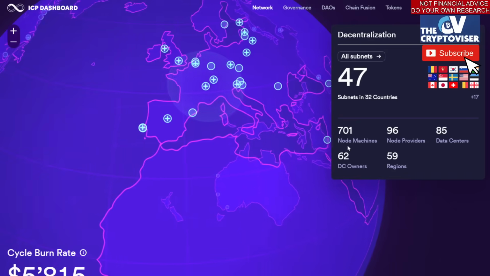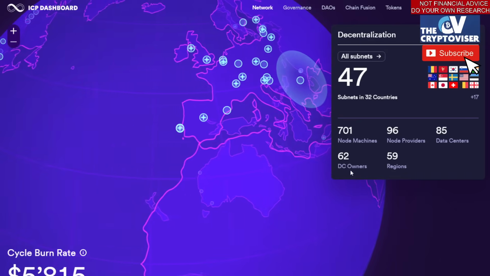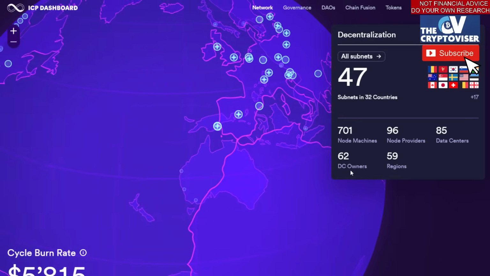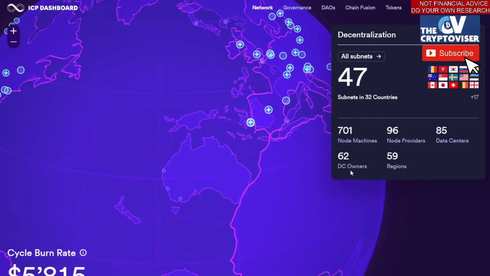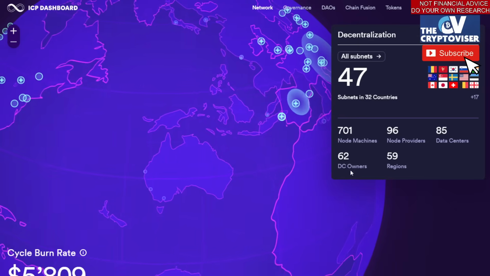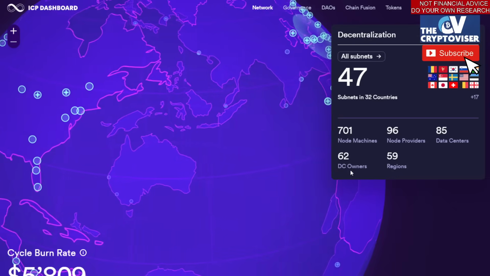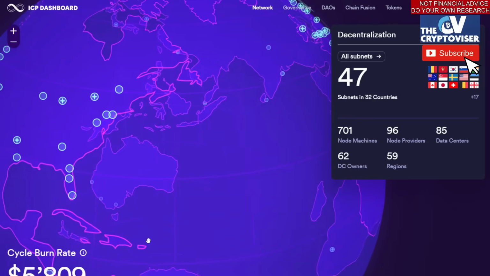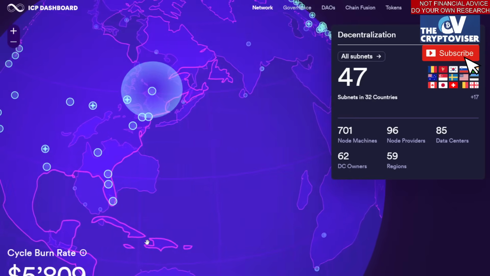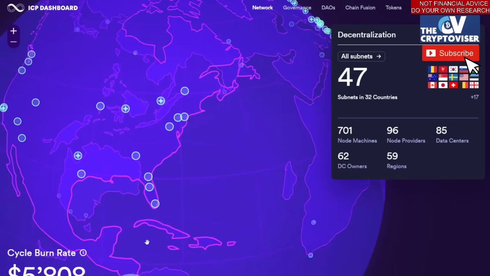Then we have the subnets. Then we have node machines, node operators, DC owners. Those are data center owners, and regions. And as we covered recently, there's been a lot of adjustment during that reorganization, where certain data centers, especially in the U.S., were sold or transferred ownership to new companies.